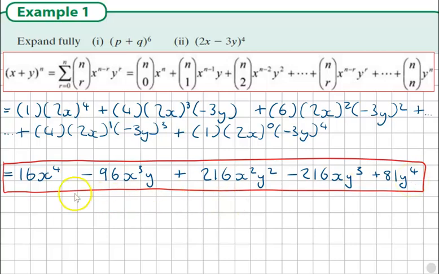Then in terms of the x's, we see we have x to the power of 4, x to the power of 3, x to the power of 2, x to the power of 1, and then no x at the end. And then in terms of the y's, we have no y, but then we have y to the power of 1, y to the power of 2, y to the power of 3, and y to the power of 4.